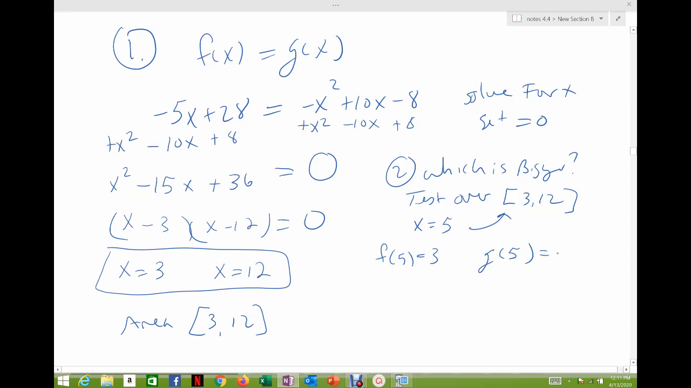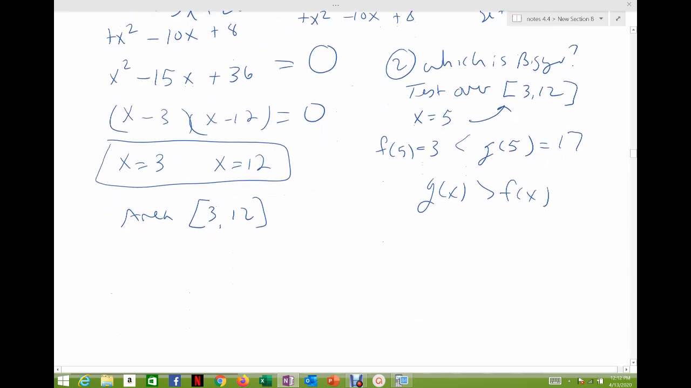And then when I plug 5 into my g of x function, I'm going to get negative 25 plus negative 8, which is going to give me negative 33 plus 50, so that comes out positive 17. And so that means g of x is bigger, because it's 17 at 5, than f of x. My g of x function is the bigger function.